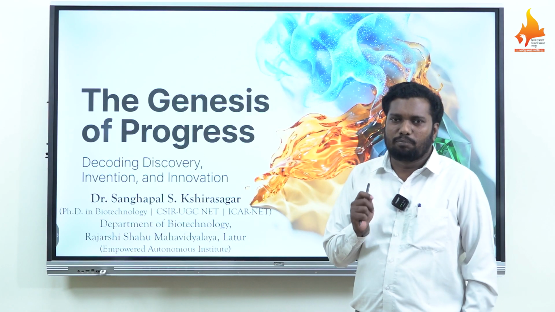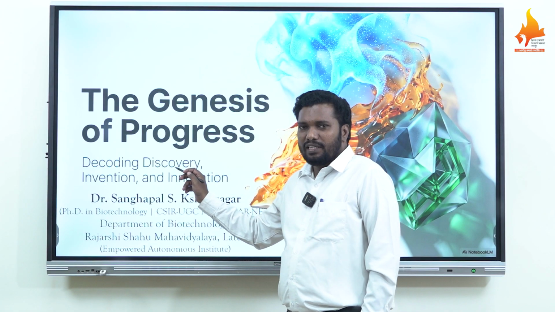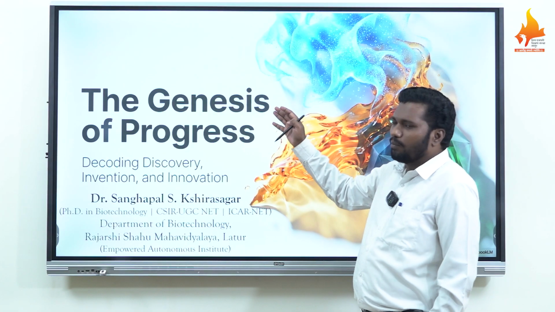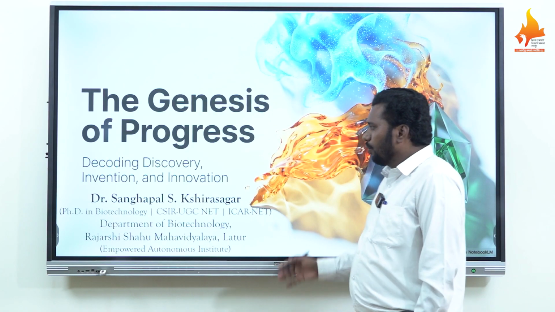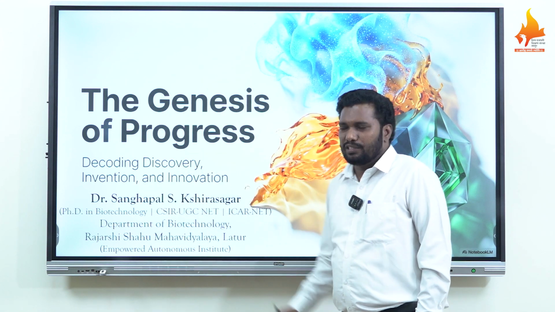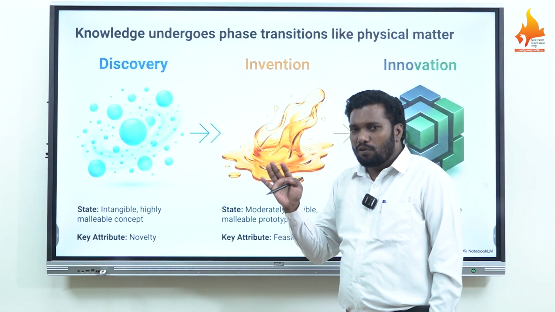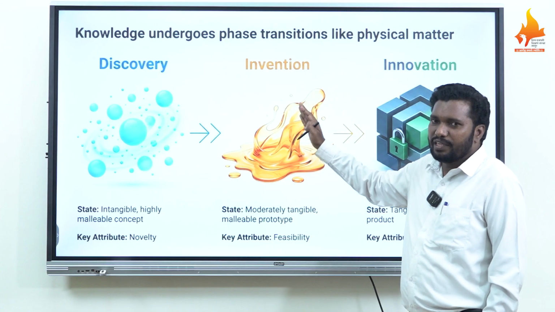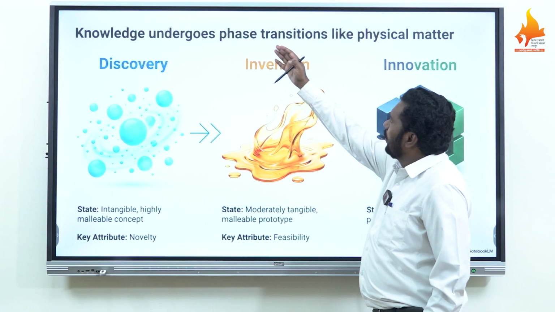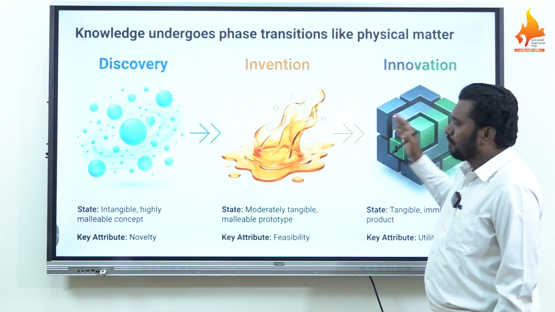Today we are going to talk about the most important aspect in research, that is discovery, invention and innovation. Here we are going to talk about the genesis of progress, how progress occurs from discovery to invention to innovation. Firstly, we need to understand how knowledge flows from discovery to invention to innovation. We can say that these are like transition phases from gas to liquid to solid.